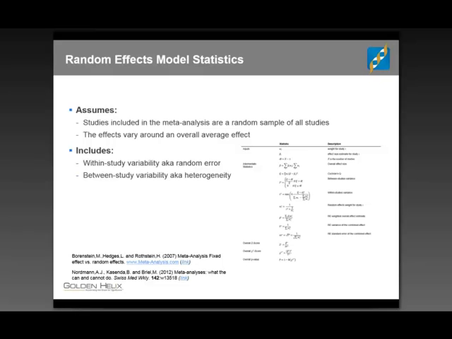The random effects meta-analysis method assumes that all of the studies chosen for the analysis are randomly chosen from all the studies and that the effects vary around an overall average effect. The weights for this model include within study variability, or the random error, and between study variability, also known as heterogeneity. And I apologize that there are numerous statistics that you need for random effects, so those are pretty small. Again, this will be in our manual or on the slides online if you want to dig into that further, or you can also get them from these links here.